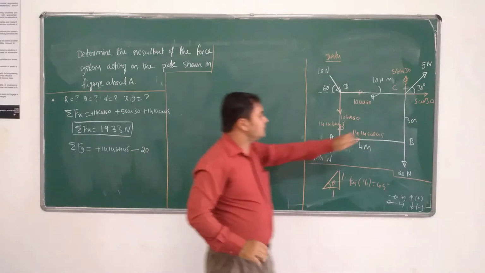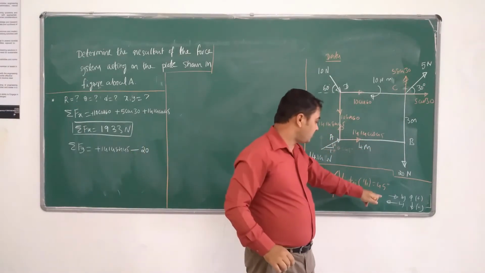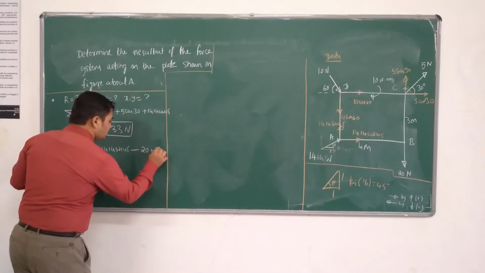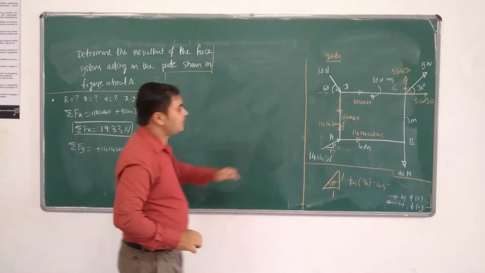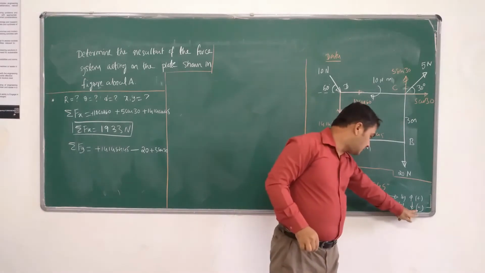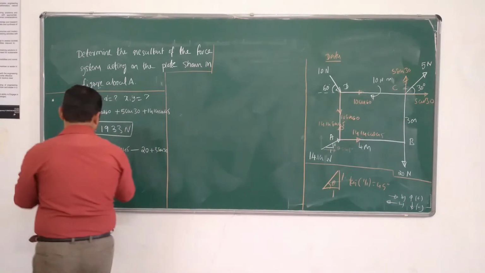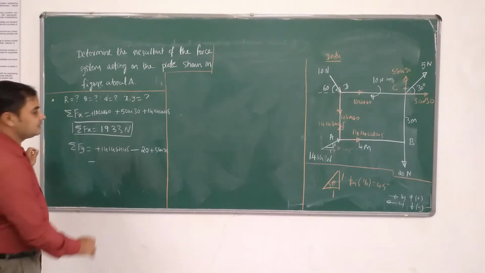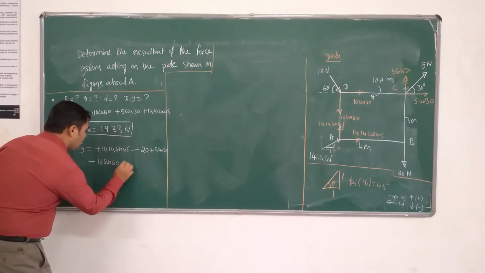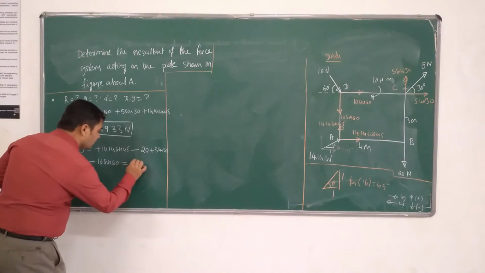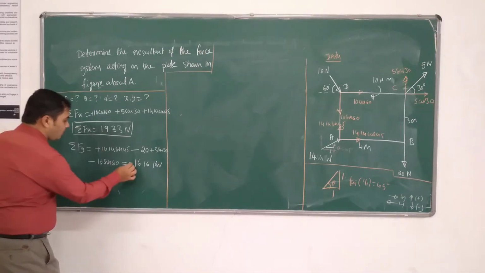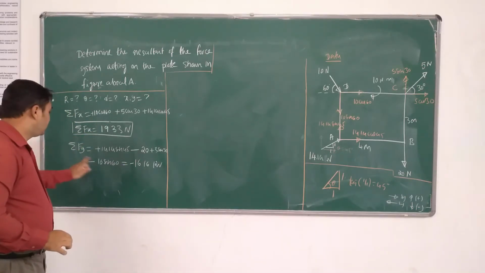Minus 20. Next, at the point C there is a vertical upward force. According to my sign convention, it is plus 5 sin 30. And the last force, at the point D, is 10 sin 60, which is acting vertically downward. So according to the sign convention, it is minus 10 sin 60. The value works out to be 16.16 Newton. Positive or negative? Negative. So here sigma fx is positive, sigma fy is negative.